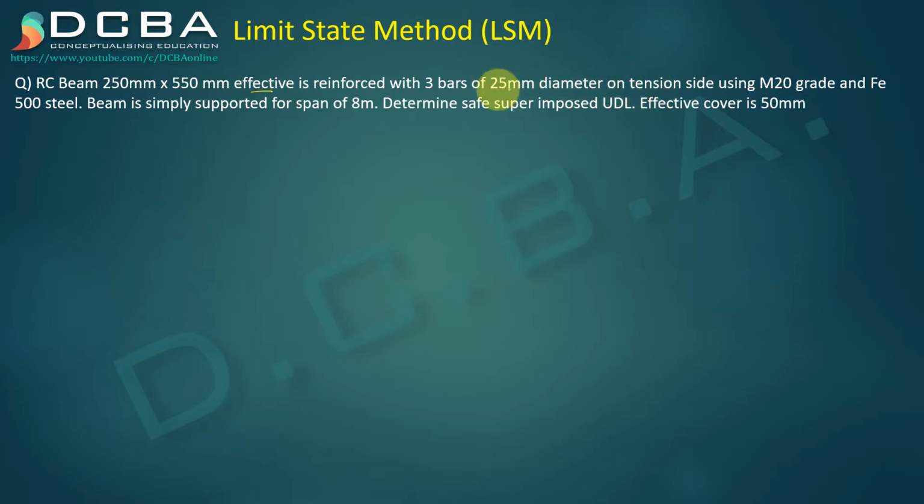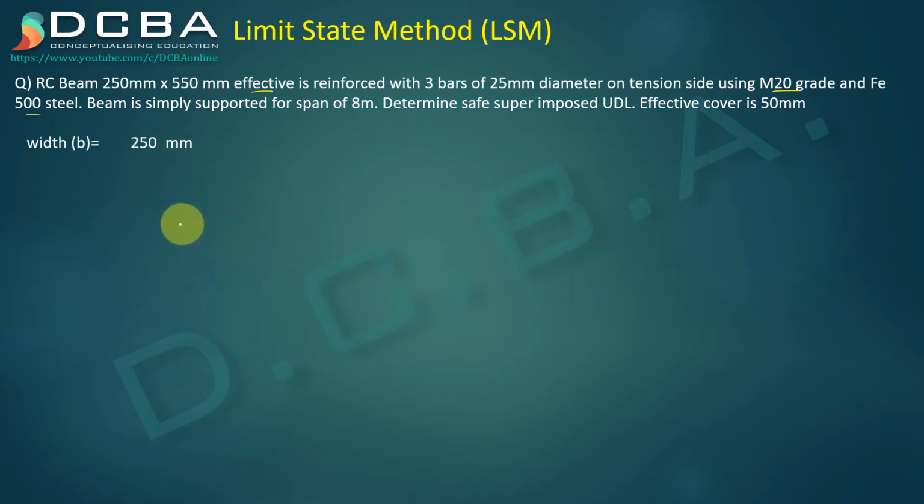The beam is reinforced with 3 bars of 25 mm diameter on the tension side. So AST is given, area of steel on tension side, using M20 grade of concrete and Fe 500 grade of steel. The beam is simply supported for a span of 8 meters. Determine the safe superimposed UDL, and the effective cover is 50 mm. So this is the same kind of numerical that we had solved previously.